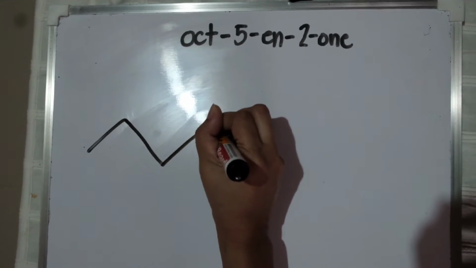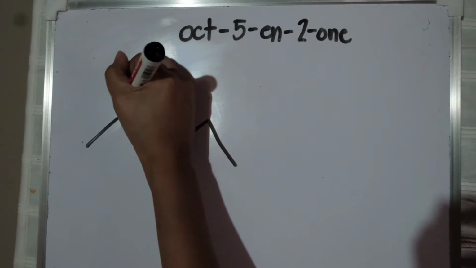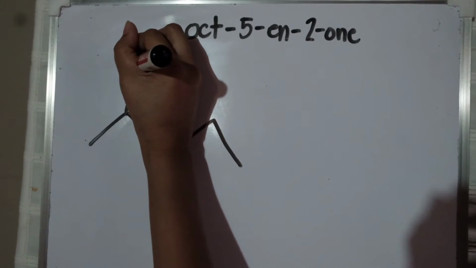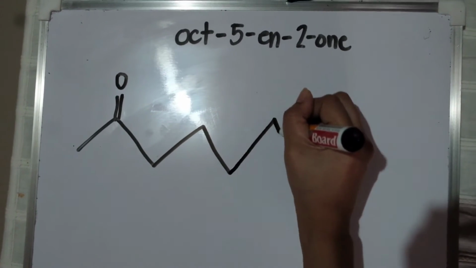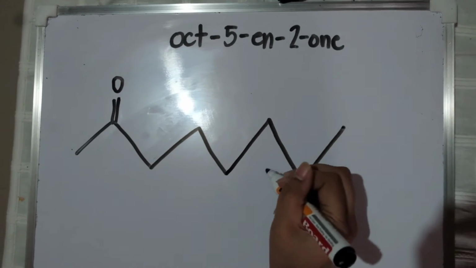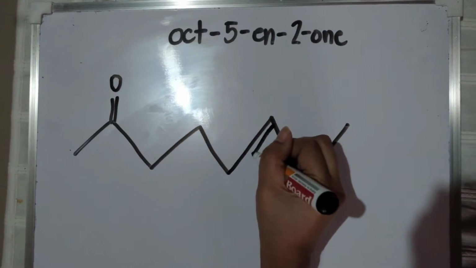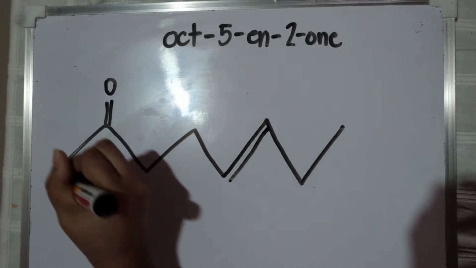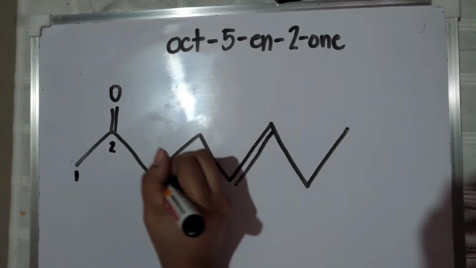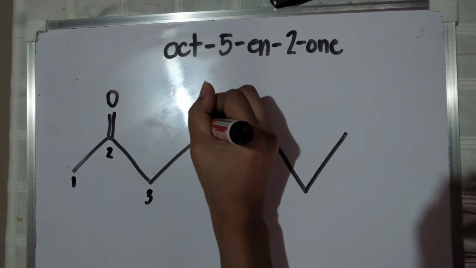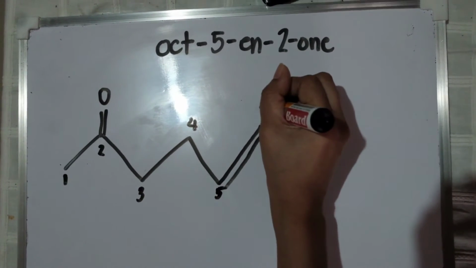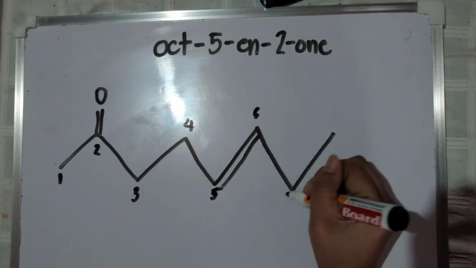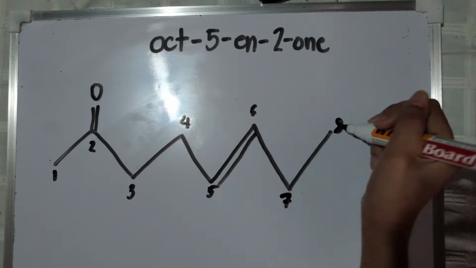In this structure, we have an 8 carbon chain, and I number it so that the double-bonded oxygen gets the lowest number because it has the highest precedence here. So we have an oct and a double bond starting at carbon 5, and we have to add the -one, so we have the double-bonded oxygen. The name will be oct-5-en-2-one.